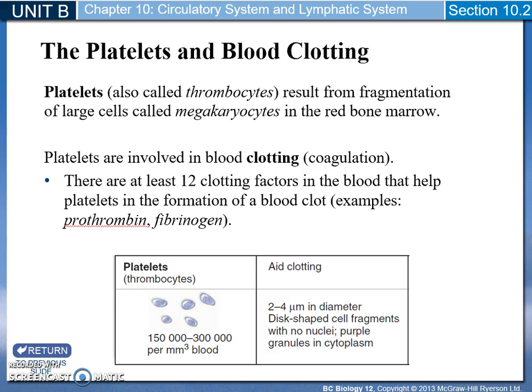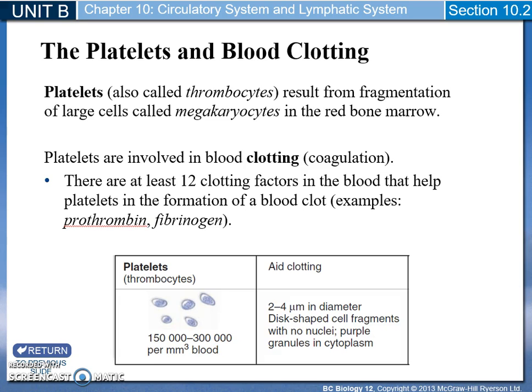Then we have platelets and blood clotting. Platelets are also referred to as thrombocytes, and these appear from fragmentation of large cells called megakaryocytes in the red bone marrow. So also produced in the bone marrow, they begin as megakaryocytes, and then the larger megakaryocytes simply fragment and become the platelets, which circulate throughout the circulatory system.